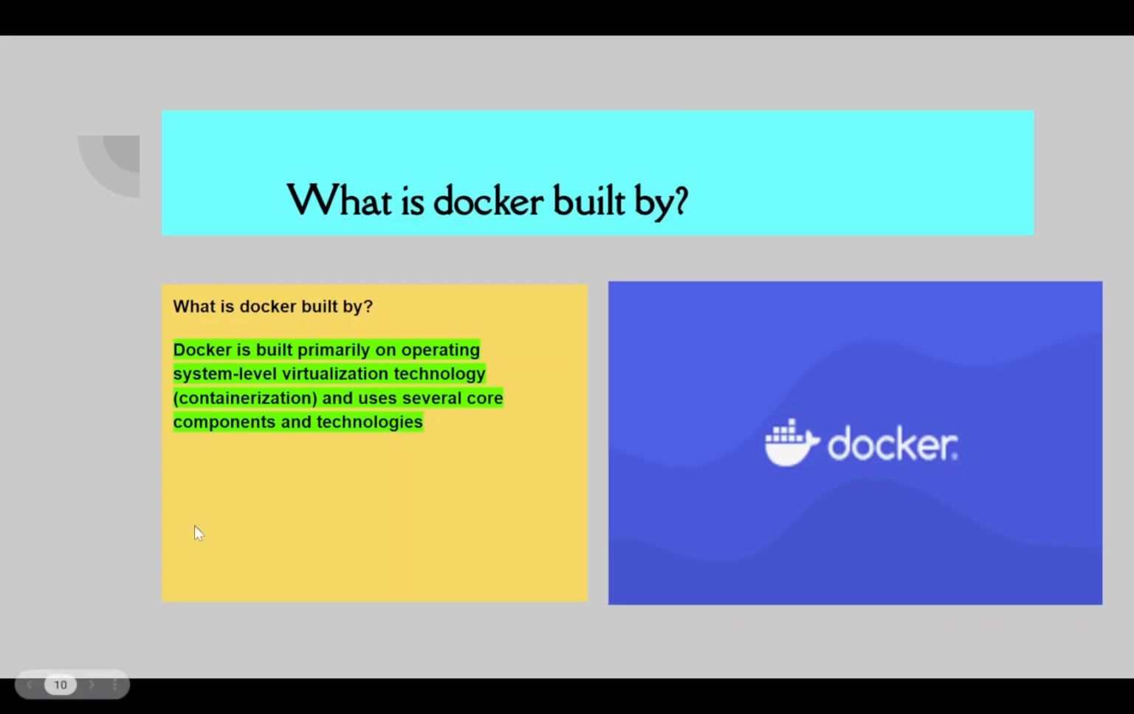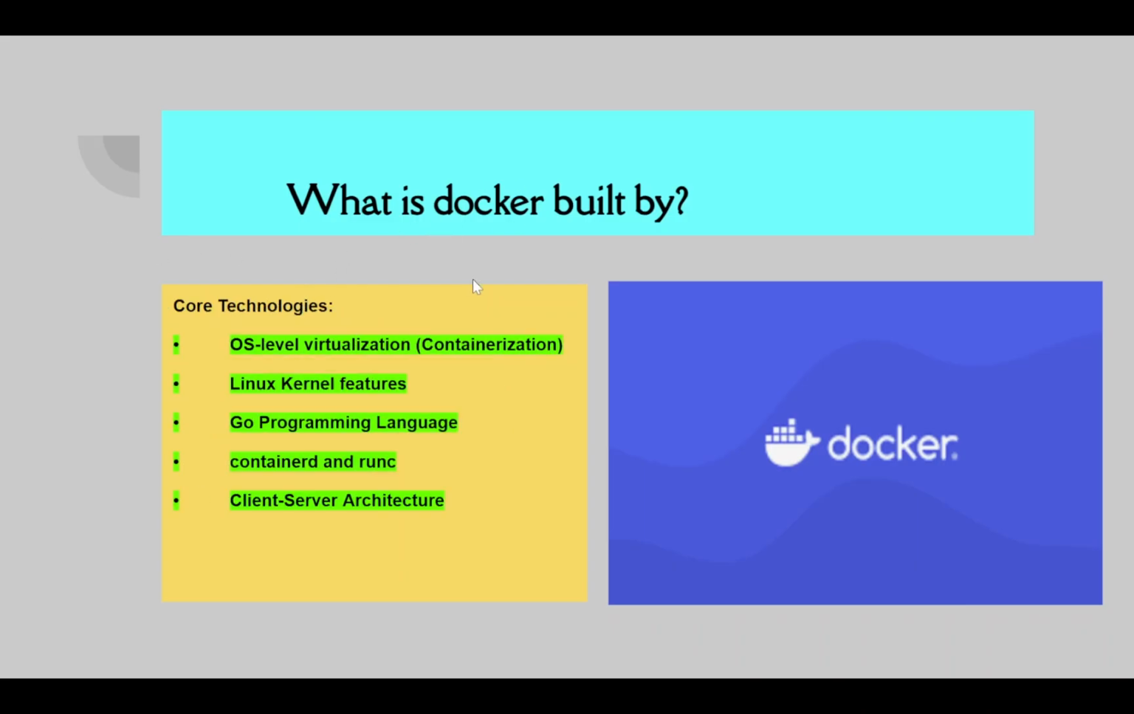So then, what exactly is Docker built on? Docker is built primarily on operating system level virtualization technology, mostly on Linux, and uses several core components and technologies. Some of the core technologies used in Docker: operating system level virtualization, which is containerization, and Linux kernel features. So it uses inbuilt Linux kernel features.